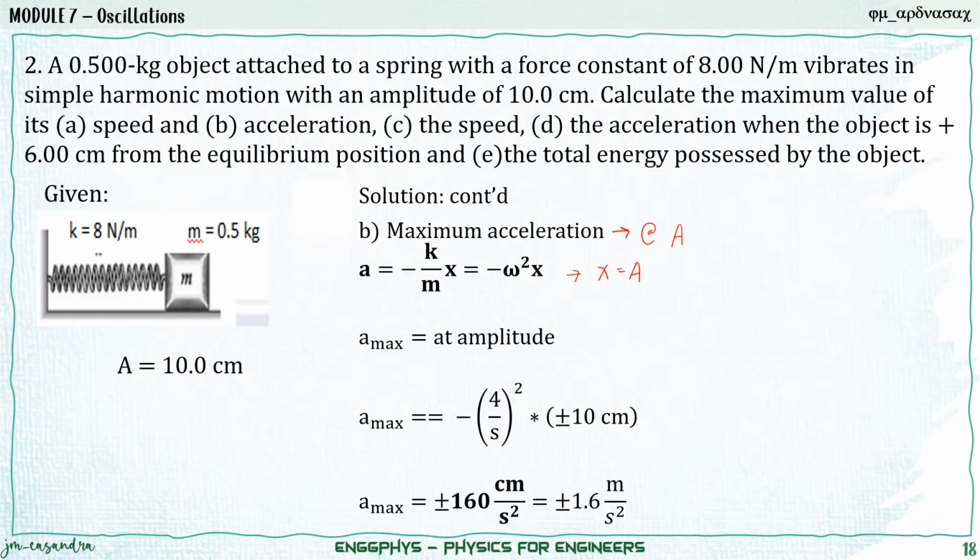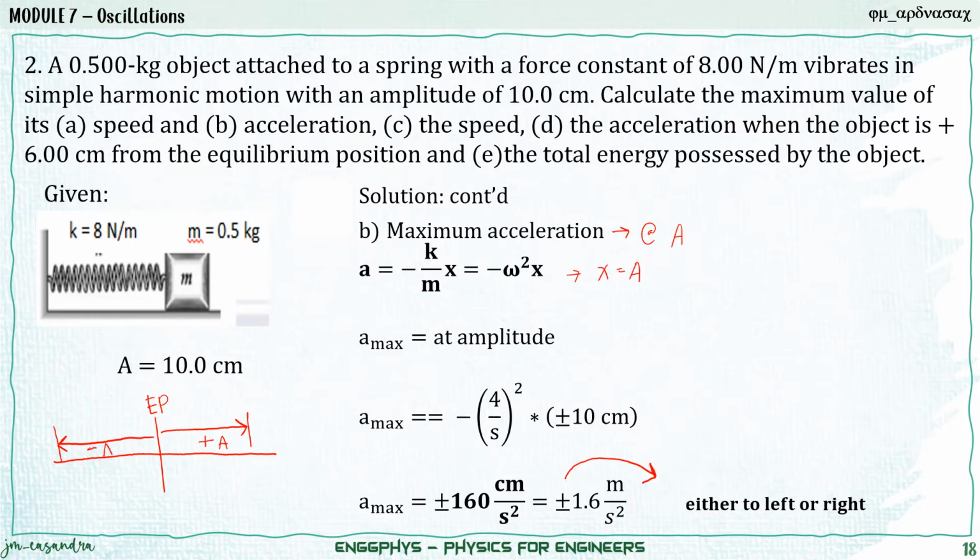The positive and negative sign here indicates that our object is moving either to the left or to the right. Again, if this is our spring, for example, this is your equilibrium position. We have here your positive amplitude A, and this one is the negative amplitude. So at this point, the acceleration is positive 1.6 meters per second squared, while at this other point, the acceleration is negative 1.6 meters per second squared.